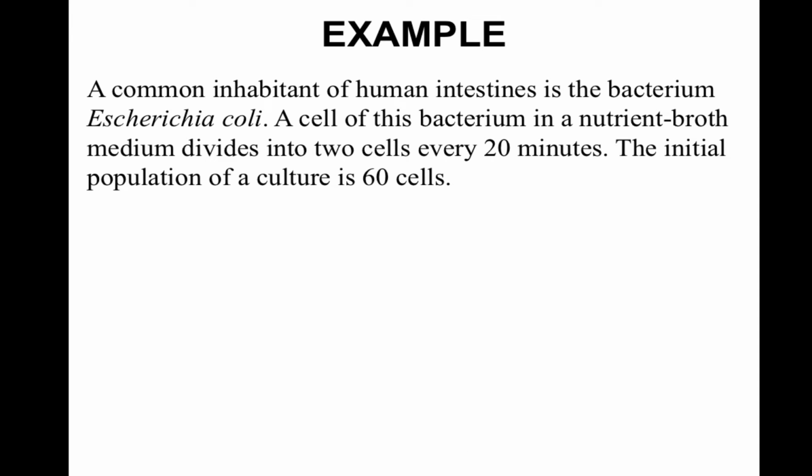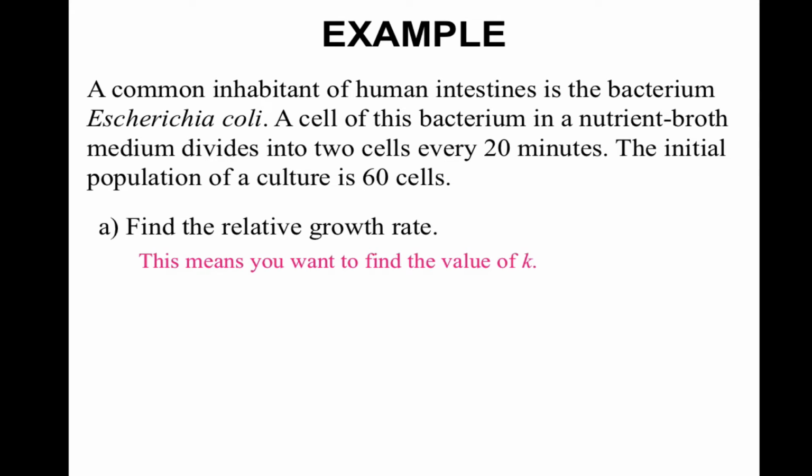So, for example, if we have a common inhabitant of human intestines, which is the bacterium, I cannot pronounce that, basically E. coli, a cell of this bacterium in a nutrient broth medium divides into 2 cells every 20 minutes. The initial population of a culture is 60 cells. So I want to find the relative growth rate. This means that I want to find the value of k.